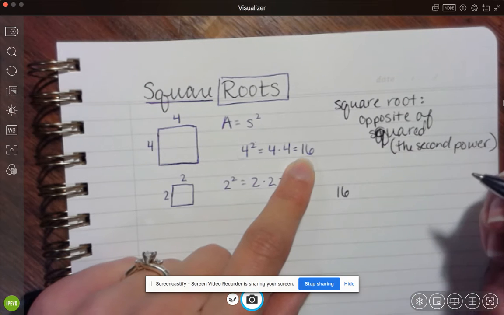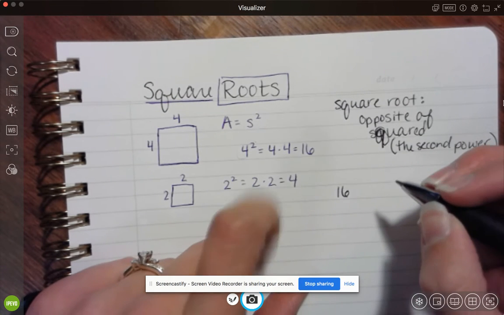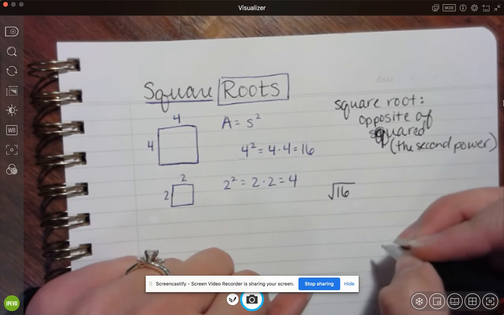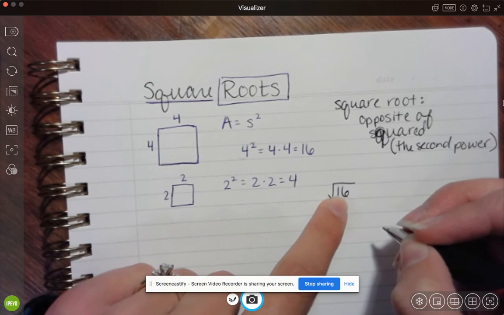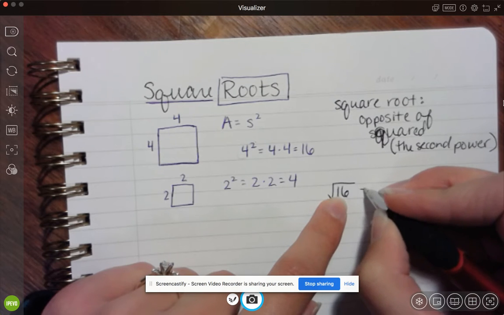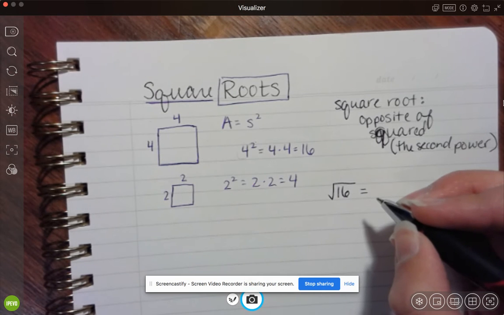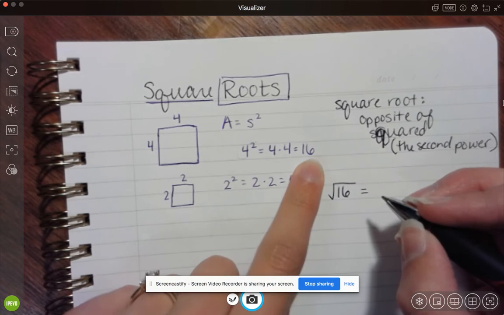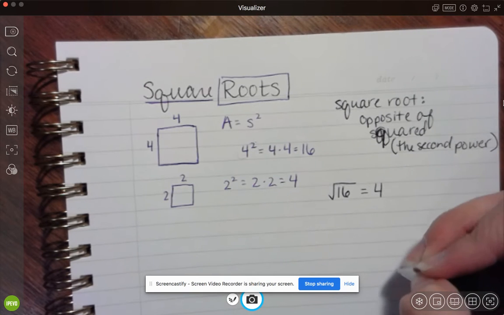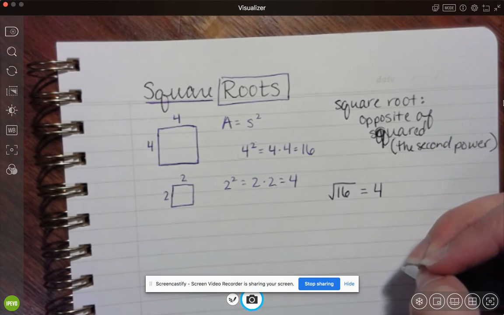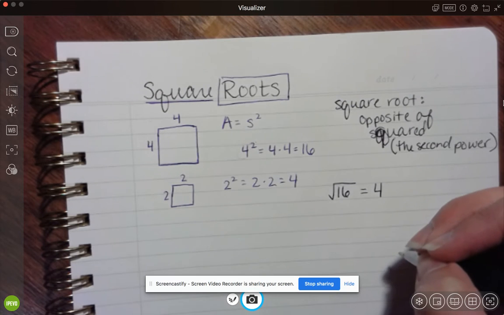Okay, if I have 16, to write the square root of 16, I write it like this. I'd say the square root of 16. So what I'm doing is I'm trying to think of one number that multiplies by itself twice to get 16. All right? Well, I know 4 squared gives me 16, so my answer would be 4. It's a little bit confusing, but that's what a square root is. It is the opposite of doing squared.